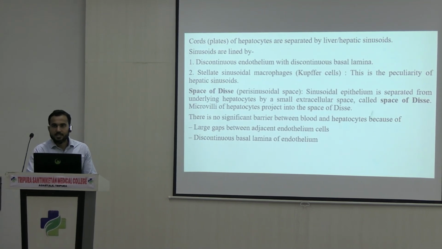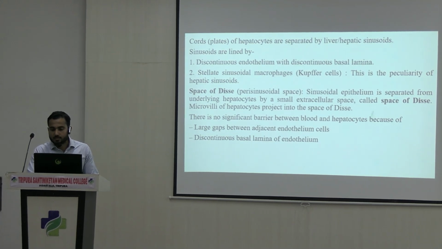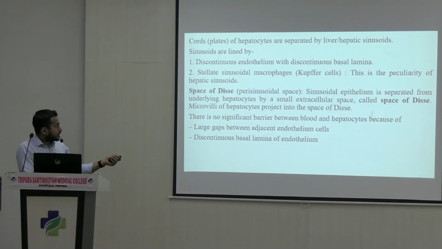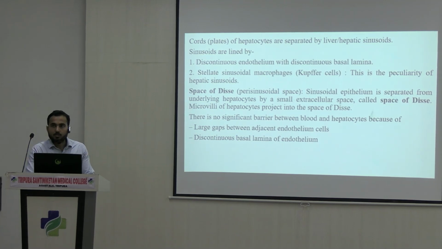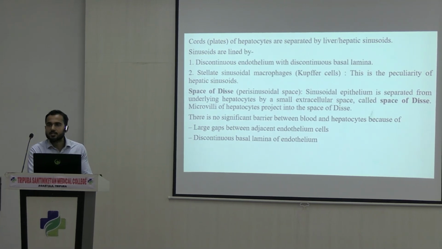Now another important space is called the perisinusoidal space, also called the space of Disse. The sinusoidal endothelium is separated from the underlying hepatocytes by an extracellular space, and that is called the space of Disse. Now, what is present in the space of Disse?